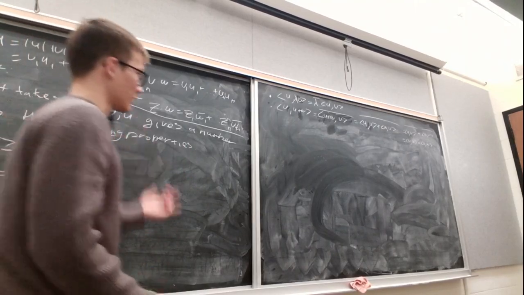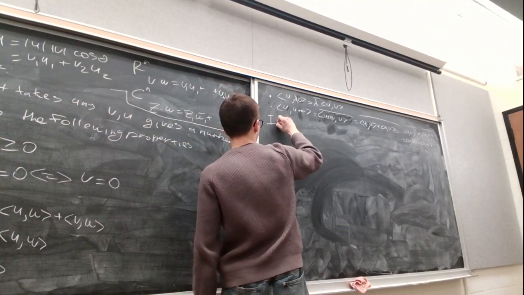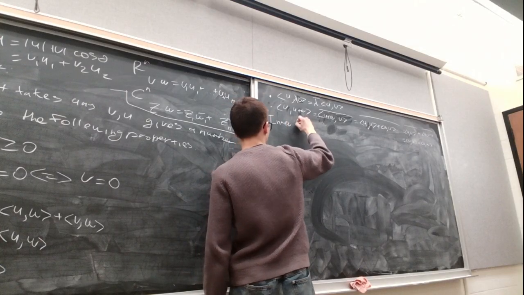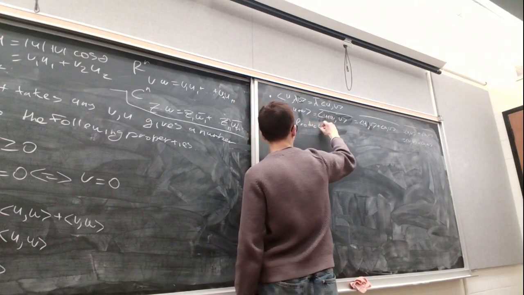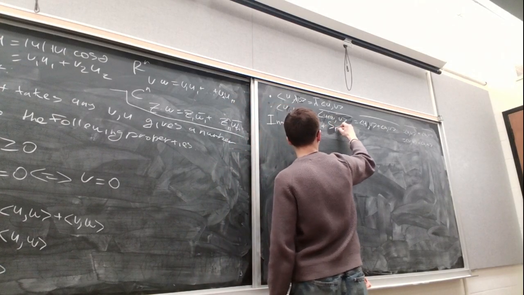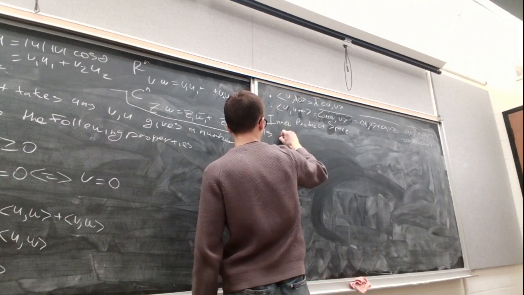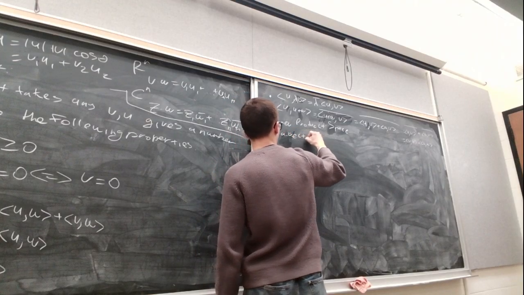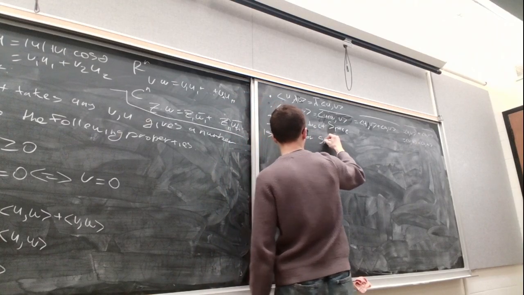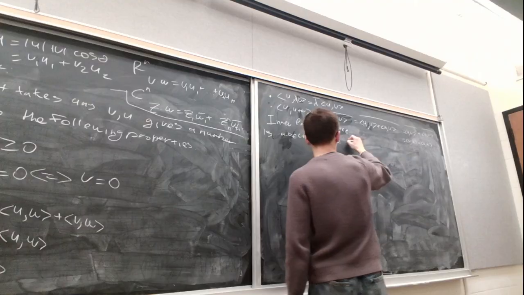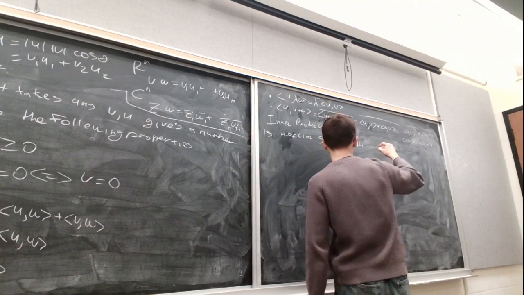So another definition like this, already mentioned: inner product space. It's just a vector space with the inner product defined on it.